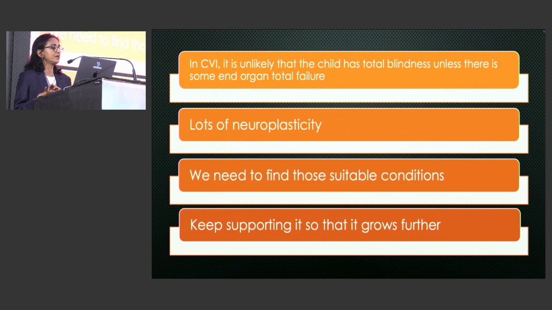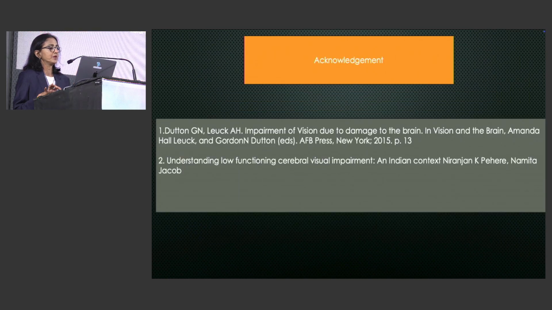So to conclude, in CVA, it is unlikely that the child has total blindness unless there is some end organ total failure. As said in the previous talk, there is a lot of neuroplasticity and you can build on that. We need to find those suitable conditions at which these things can happen. So you should keep supporting it so that it will grow further and you can do something for them. So that's all I want to say.